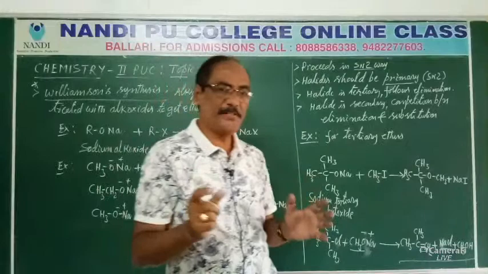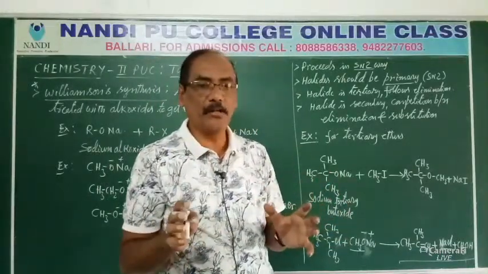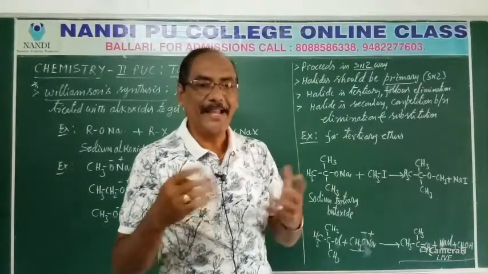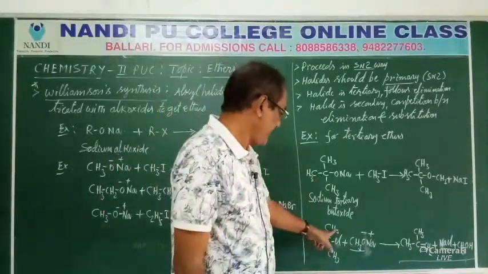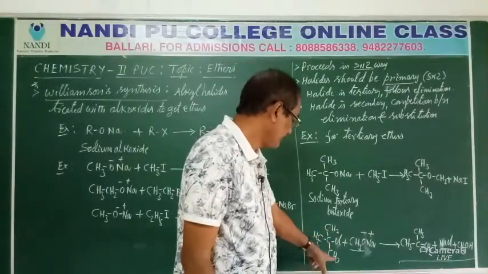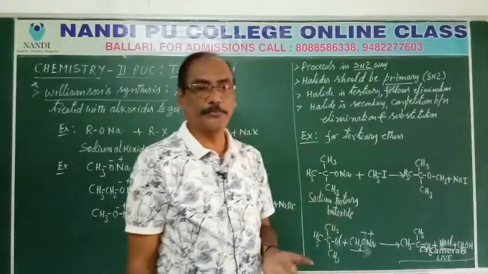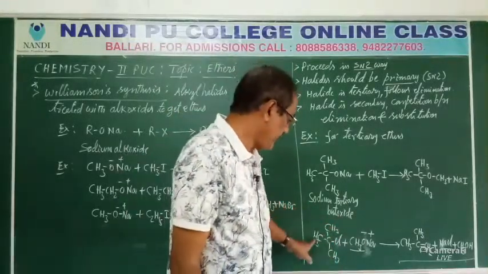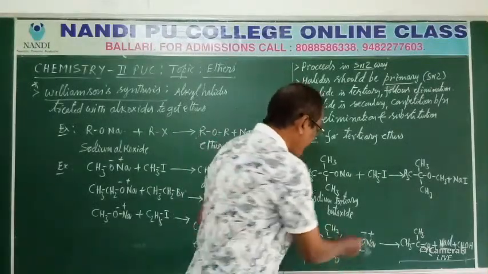What is a base here? A base can abstract a proton, an acidic proton. You know that these are the alpha hydrogens, and alpha hydrogens are acidic. All these groups are similar. So the methoxide ion pulls this hydrogen.